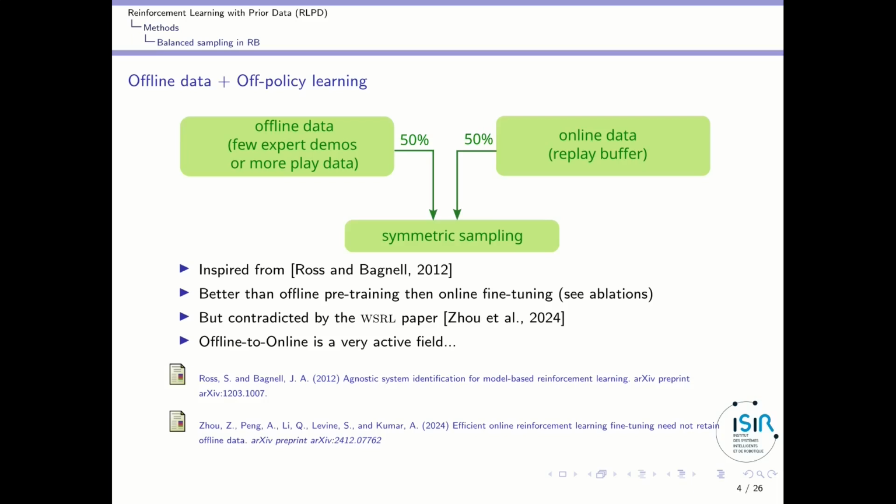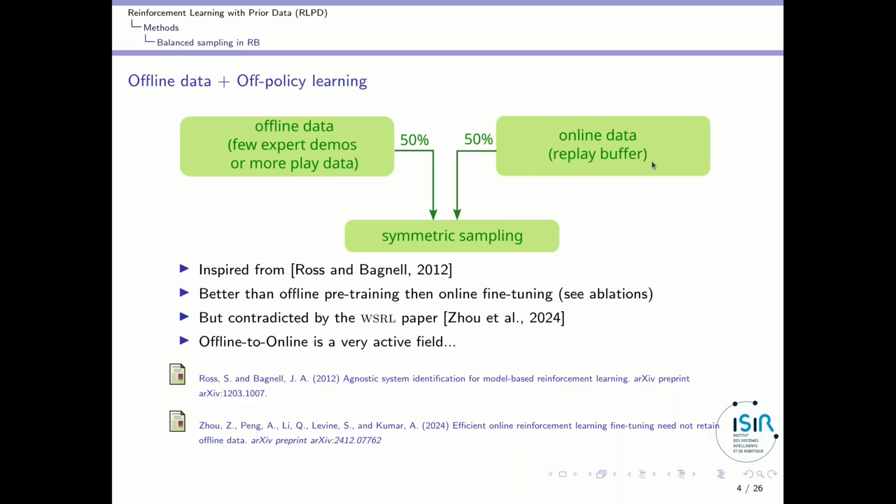First, symmetric sampling. So here is the scheme. This is inspired from an old paper from Ross and Bagnell. And so the idea is that at each time step, you will sample a mini batch with half of the mini batch coming from offline data and half of the mini batch coming from online data.